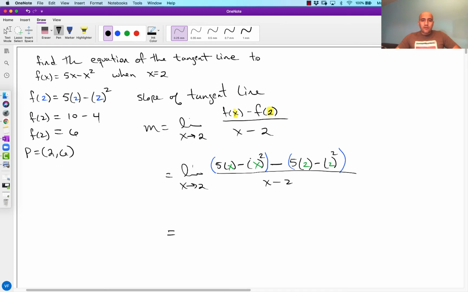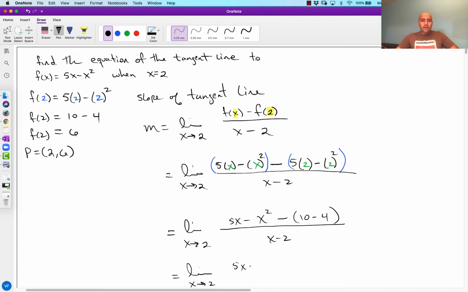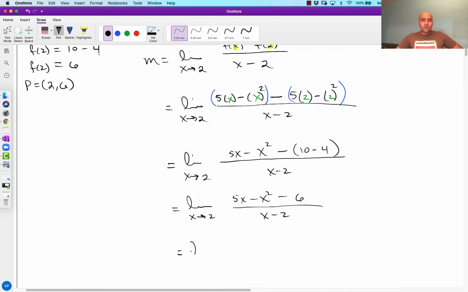Okay, so next we're going to simplify this a little bit more. The limit as x approaches 2, and well, this is just going to be 5x minus x squared minus, and then this is 10 minus 4, which is going to be 6, over x minus 2, which is equal to the limit as x approaches 2 of 5x minus x squared minus 6 all over x minus 2. Which is equal to the limit as x approaches 2. And I'm going to move this around so I can factor it, and I'm going to rewrite it as minus x squared plus 5x minus 6 divided by x minus 2. And then I'm going to factor out that negative 1.